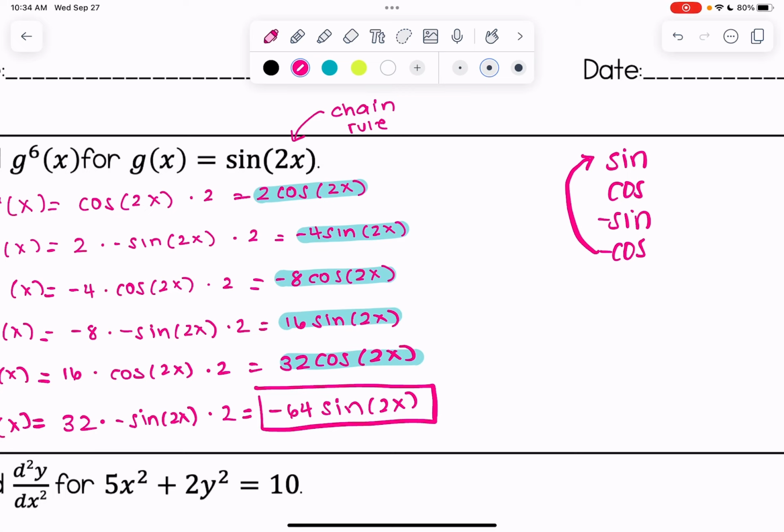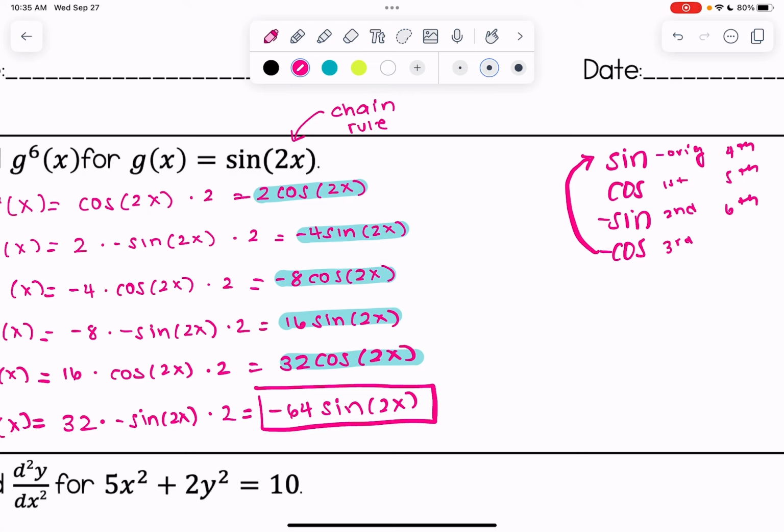So if this is our original, this is our first derivative, second derivative, third derivative, fourth derivative, fifth derivative, sixth derivative. This tells me my sixth derivative is going to have a negative sign, and you could see that in our answer. There's a negative and there's a sine. The 2x in the parentheses is always going to stay the same.